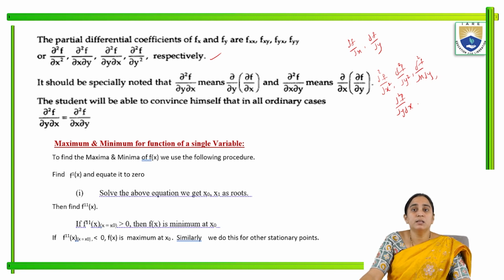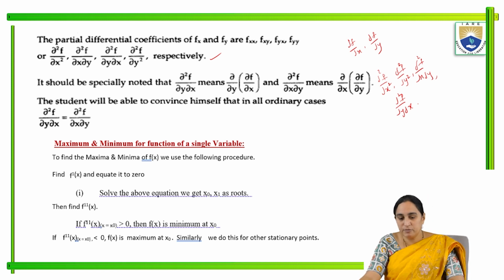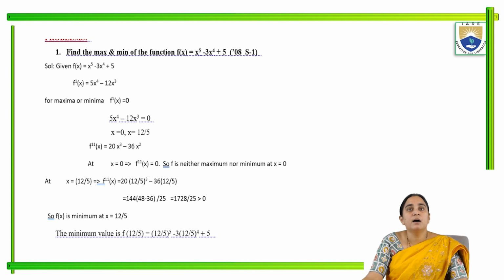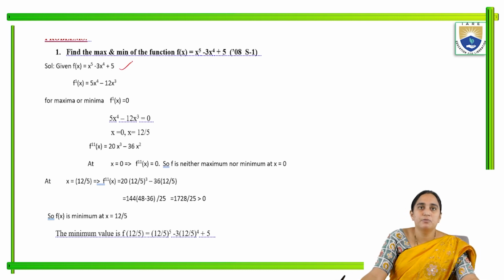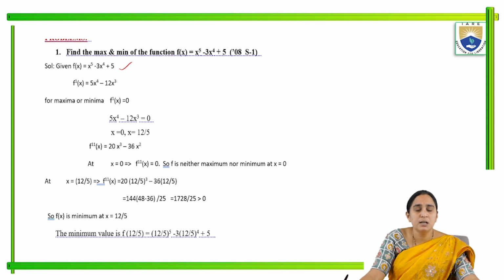Briefly, I'll explain with one example question for solving minima and maxima for a single variable. That is, find the maxima and minima of the function f(x) = x^5 − 3x^4 + 5. For that, we assume the given function as f(x). For that, what about f'(x)? The derivative is 5x^4 − 12x^3.